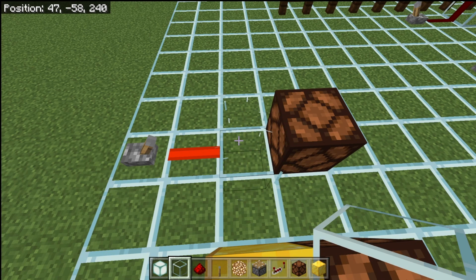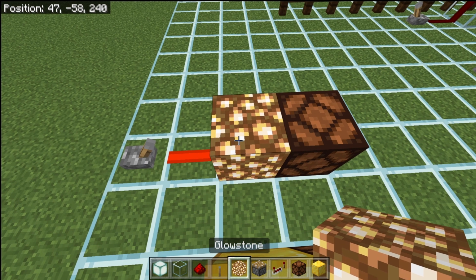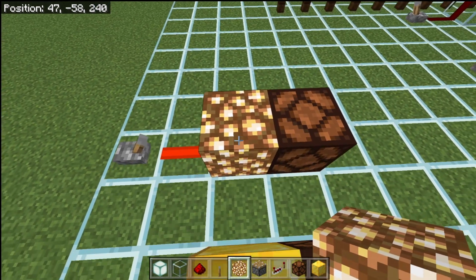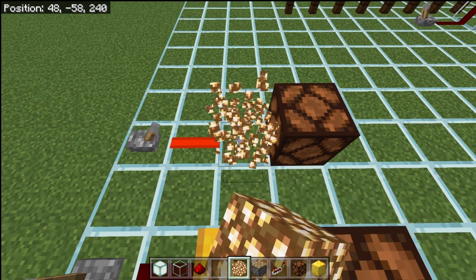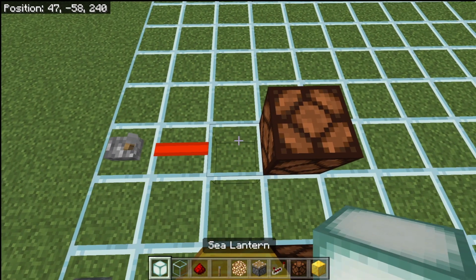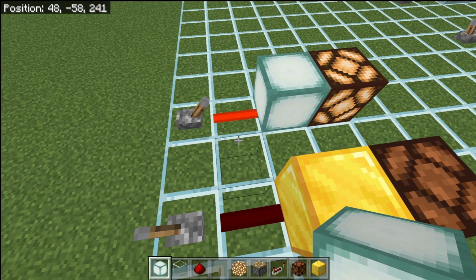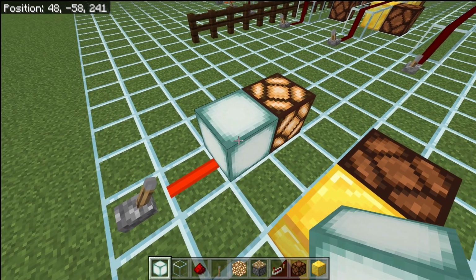For example, we can remove this and place down a glowstone lamp here, which is also a transparent block. And we have the same functionality as the glass, it's not going to power that lamp. However, if we remove this and place down something like a sea lantern, which you would think would be a transparent block, it is not considered a transparent block on the Bedrock edition, and is actually solid and allows the redstone signal to pass through it.